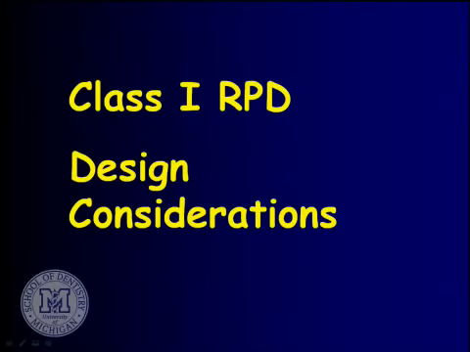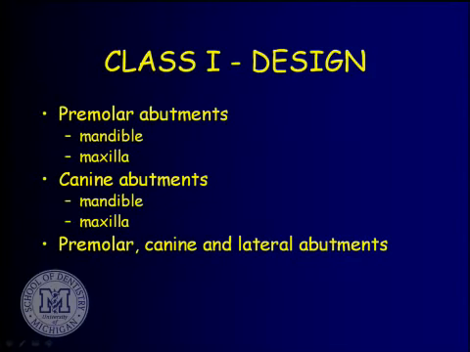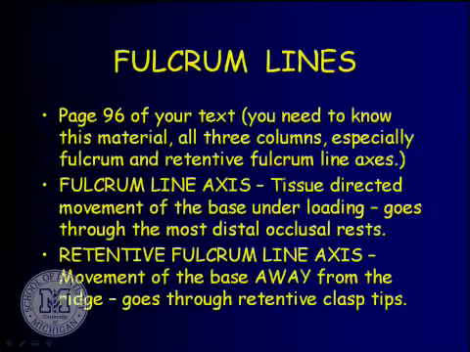So what we want to look at today are design considerations for the various types of partial dentures. We run through the Class 1, Class 2, Class 3, and Class 4 partials. When we look at Class 1 partials generally, we may have premolar abutments in either arch. We may have canine abutments in either arch. Sometimes we might have a premolar, a canine, or a lateral incisor. Very rarely do we have a lateral incisor as an abutment.